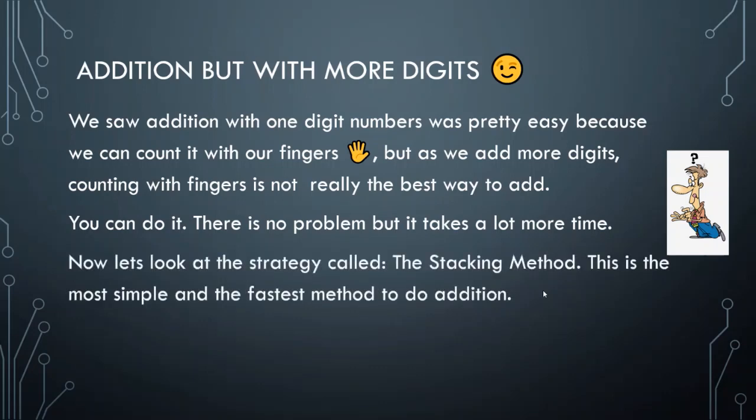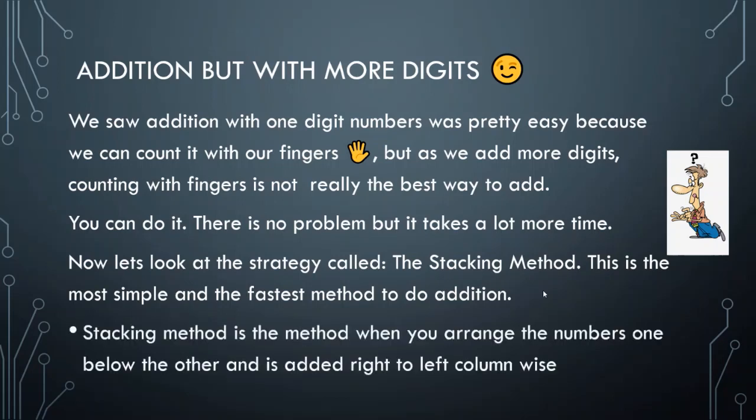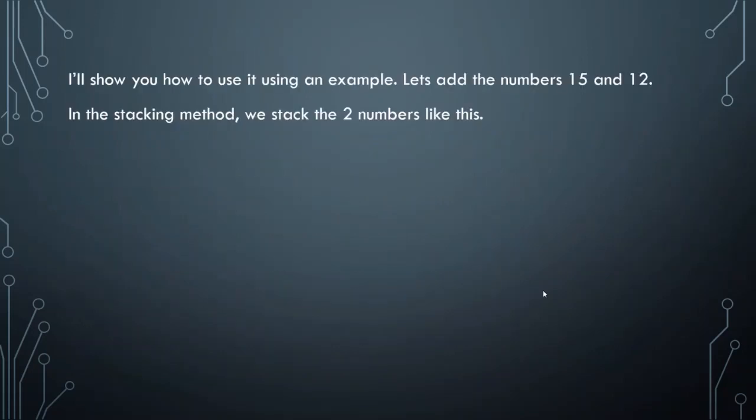Now let's look at the strategy called the stacking method. This is the most simple and the fastest method to do addition. The stacking method is when you arrange the numbers one below the other and add them right to left, column-wise. I'll show you how to use it using an example.